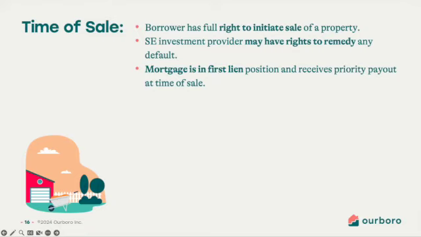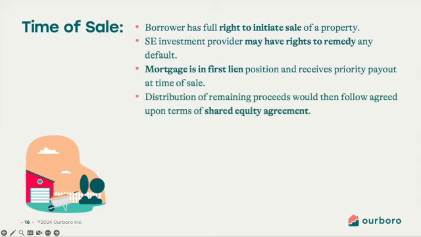Otherwise, the mortgage is in first lien position. The mortgage provider gets paid out first, and only if there are any proceeds remaining are those distributed between the home buyer, or the homeowner in this case, and the shared equity investment provider. And that will be done in accordance with the terms of the shared equity agreement that would have been executed between those two parties. And that's pretty much it.